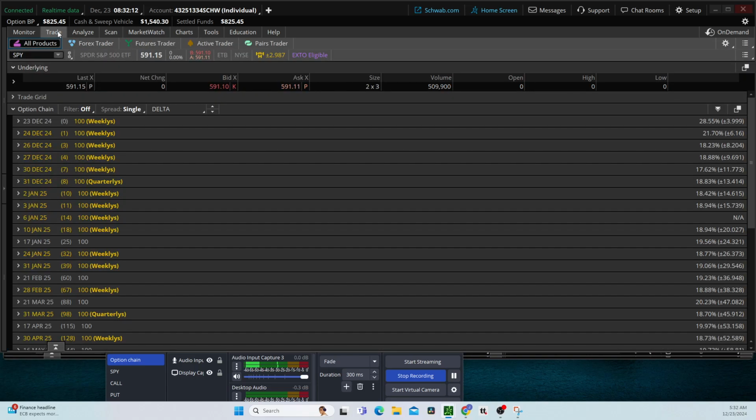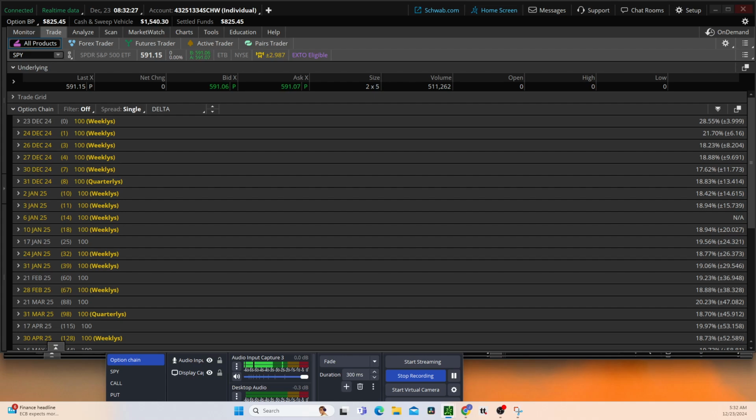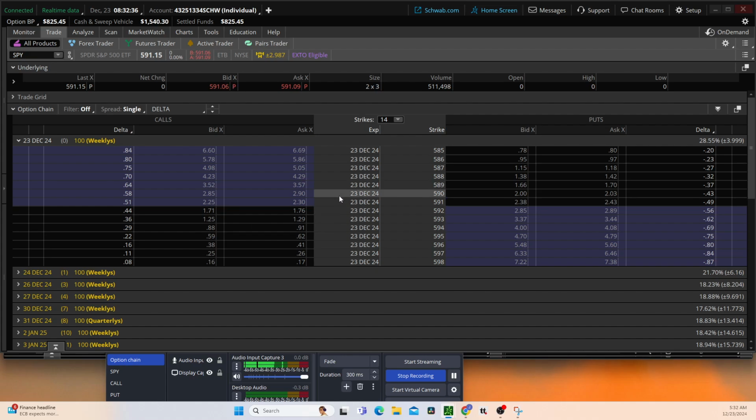We'll go to trade, and you click on this download arrow because if we're trading today, that's today's date, December 23rd, 2024. So we're pulling these up, and if you have 14 strike prices on either side, you should be able to find the 40 cent to 60 cent strike price that you want to look at.